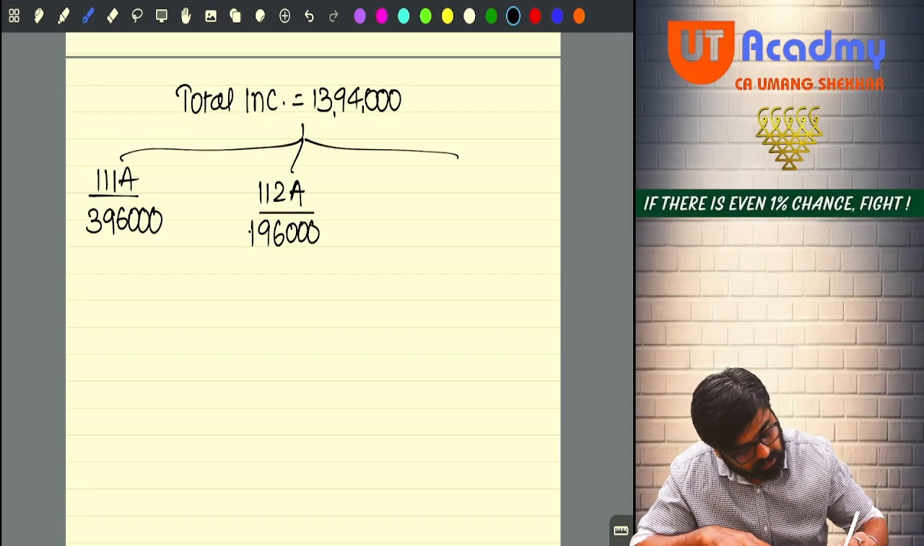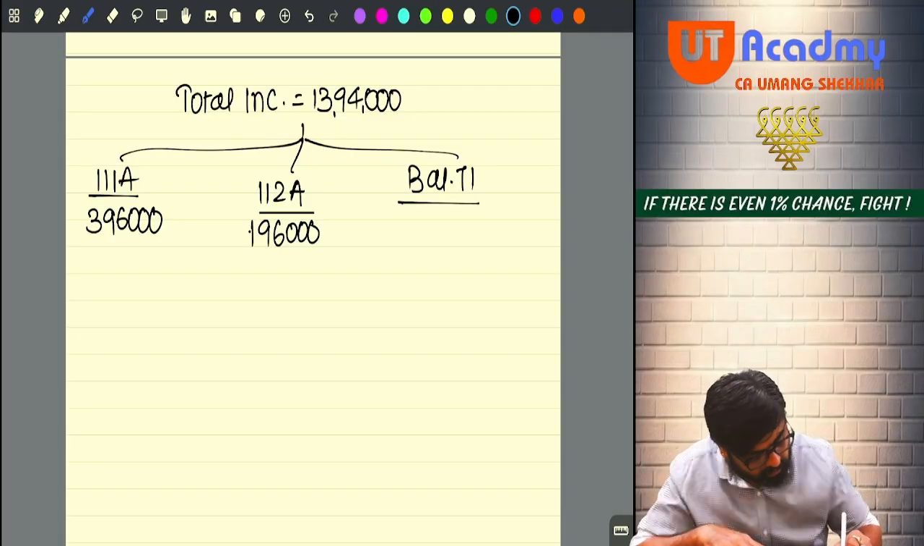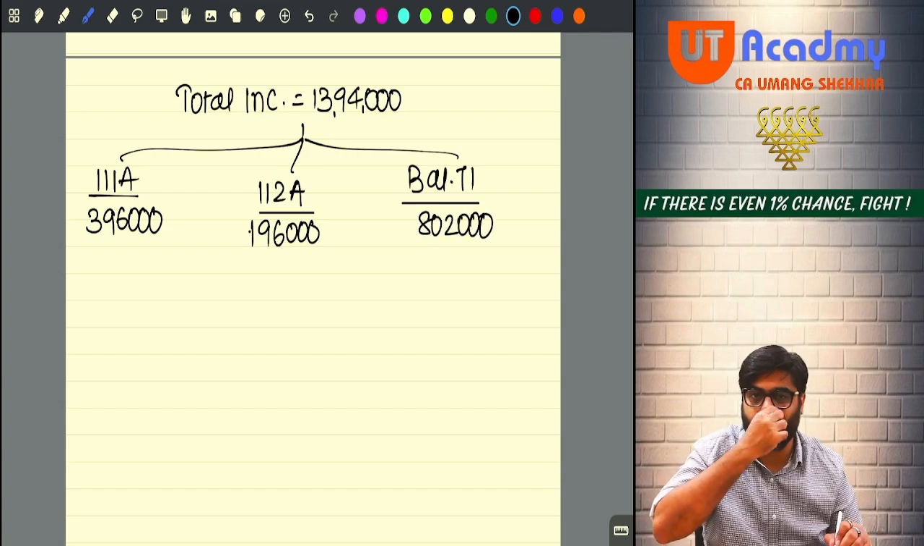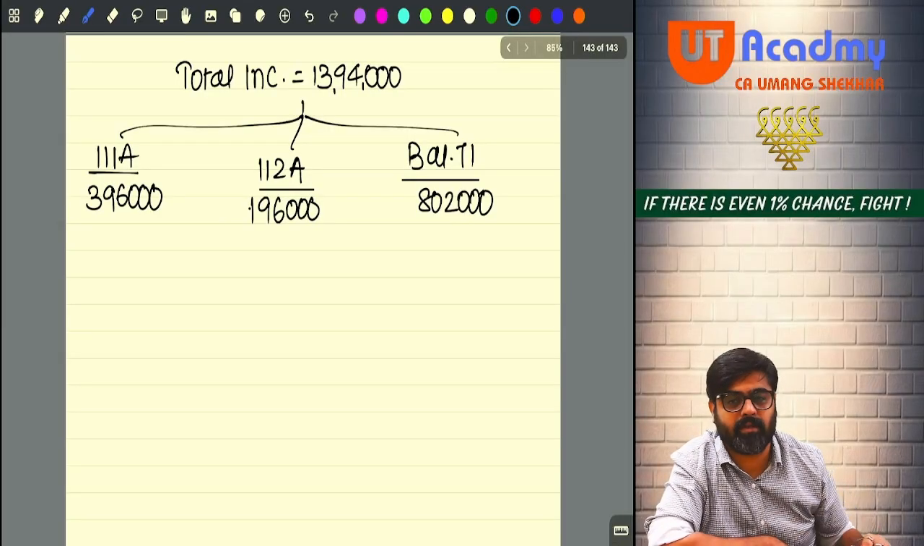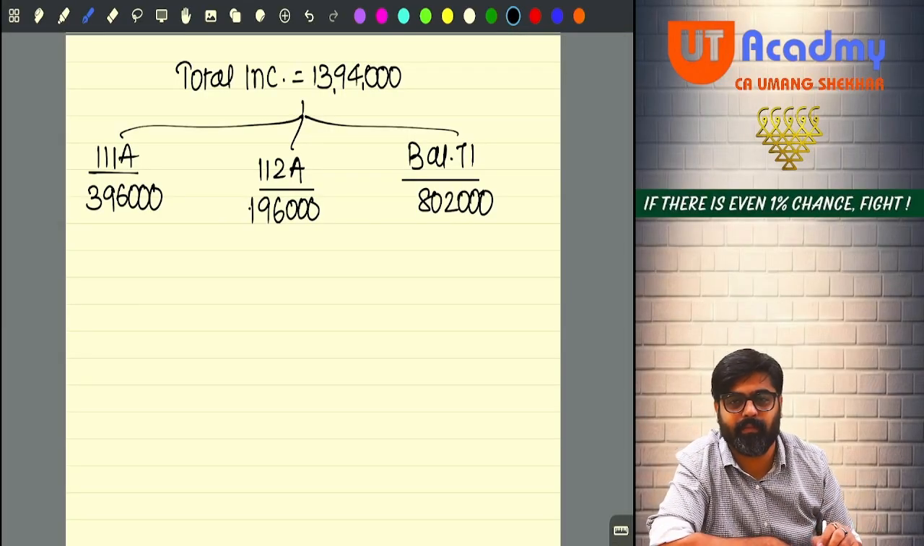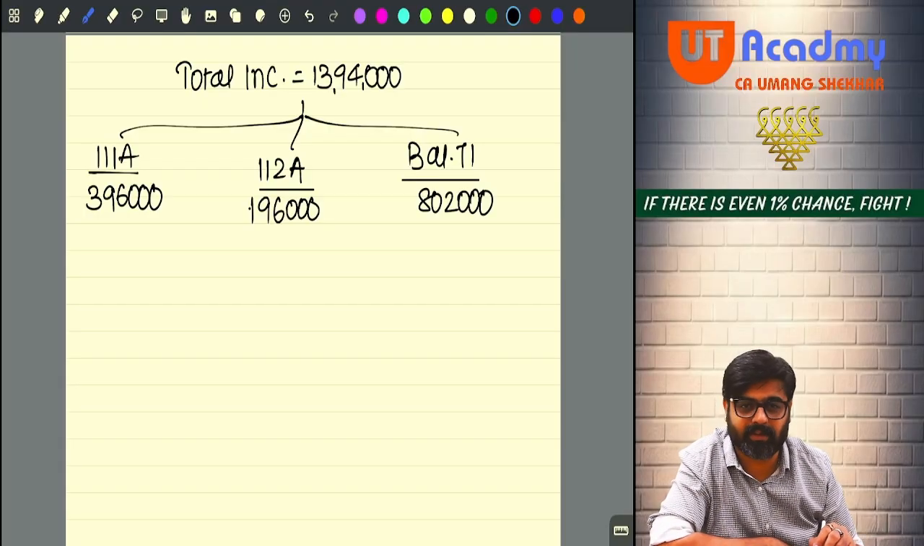1,96,000. Sir, balance total income is there? Yes, sir. How much? 8,02,000. Done, sir. Now, you must have applied the normal tax rates, Akshaya. You must have applied the normal tax rates. Oh, old study material. The same question is there.